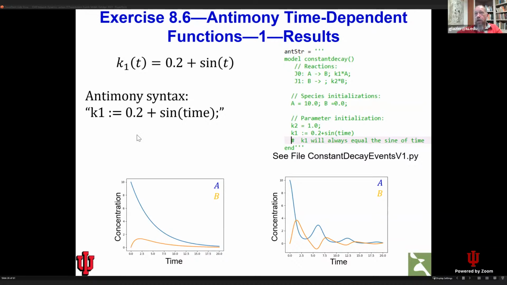Okay, I did K2 accidentally, and it just modifies B instead of A, which makes sense. So here I made K1 colon equals 0.2 plus sine of time. And as you noticed, for this K1 will go negative, and so the value of A and B can go negative. So that was my example. It's not the most exciting thing in the world, but it's useful to know how to do that.